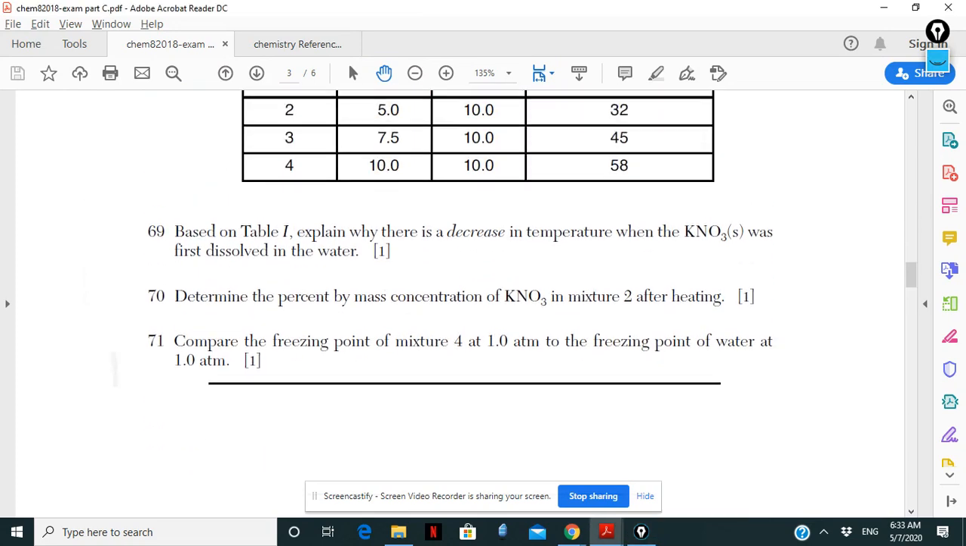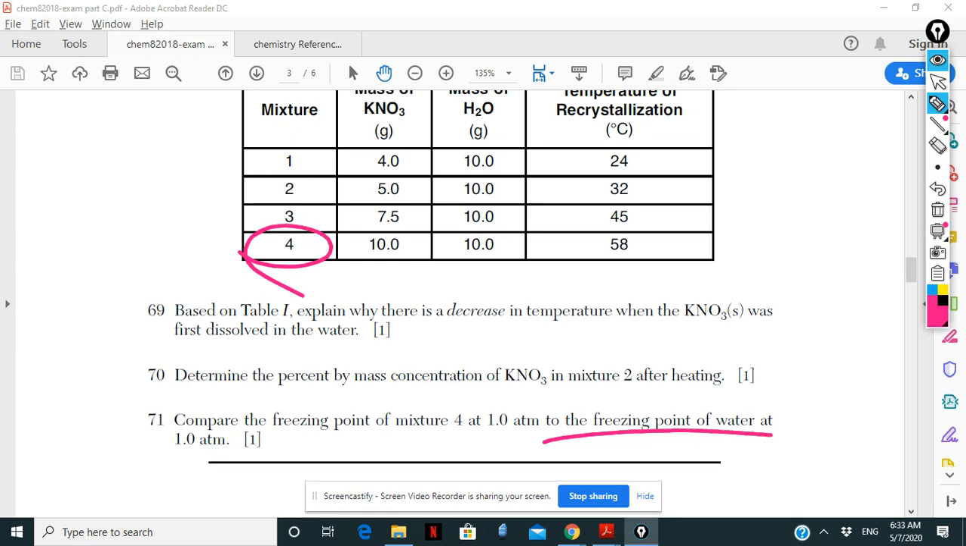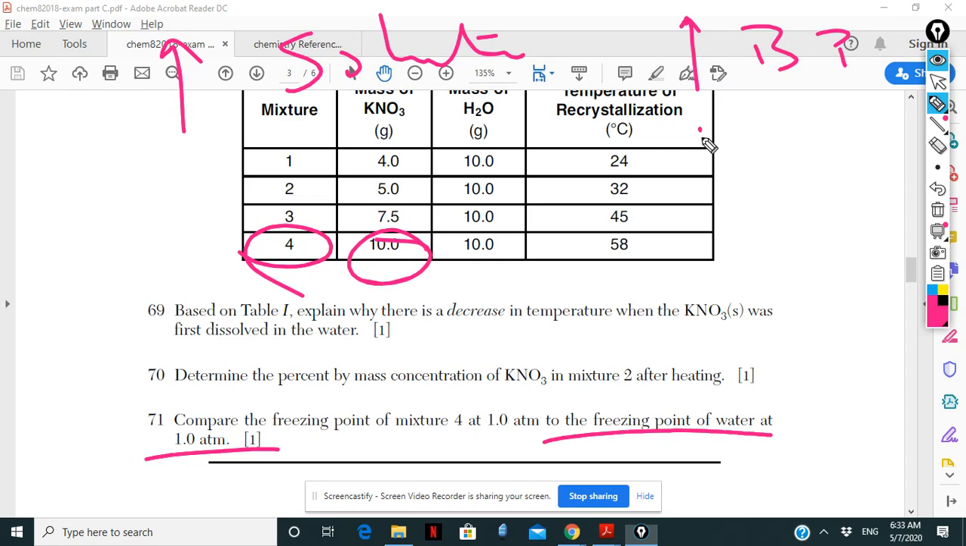Now, compare the freezing point for mixture 4 with the freezing point of water at 1 atmosphere. So what happened here, we have solute. Increasing the solute increases the boiling point and decreases the freezing point. So the freezing point for the mixture is going to be less than the freezing point for the water.